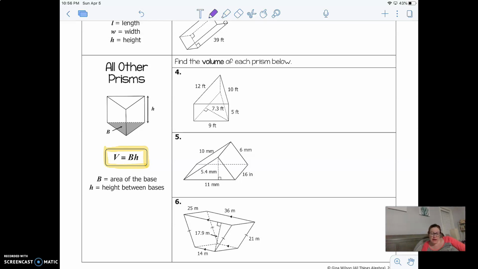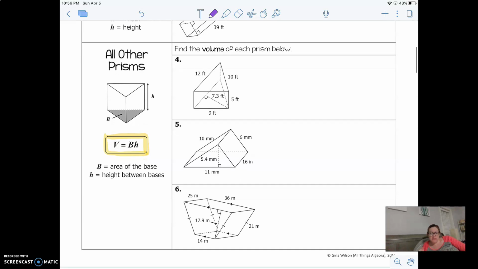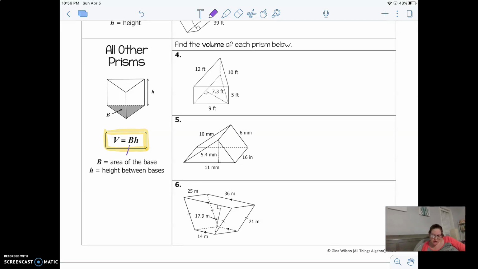That's important, okay? So all prisms in general, to find the volume, are going to be capital B times H. But this capital B here is not just base. So you don't want to say, that's the base. No, that is the area of the base. And if you forget that little tiny fact, your whole world will come crumbling down. Just kidding. But really, it's an important distinction to know. Capital B is area of the base.